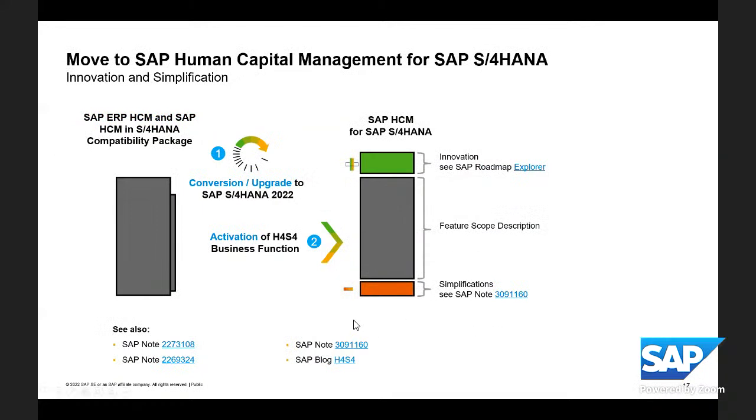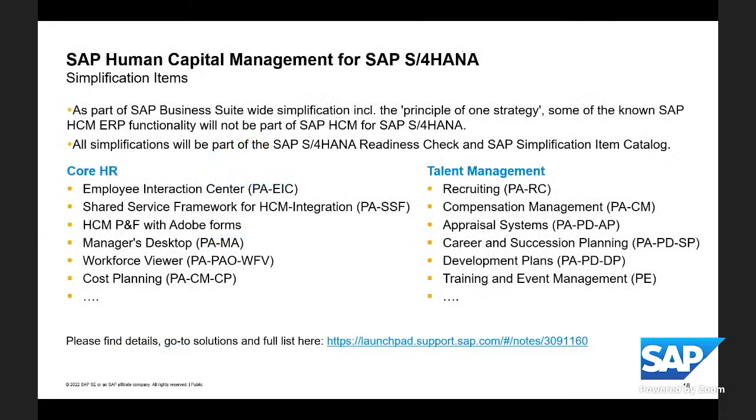On the other side, we have the so-called simplification items, which means that some of the functionality will no longer be available in S/4HANA. One is this principle of one, which means we have one component which is covering a scenario. Here, for example, we have the old recruiting solution and we have e-recruiting. So e-recruiting will be available in the solution coming in October, but not the old recruiting solution. Same is with compensation management, for example. We have a newer version, which is called enterprise compensation management. So that will be available. So some of the components, if you use them, you have to see how to deal with them.